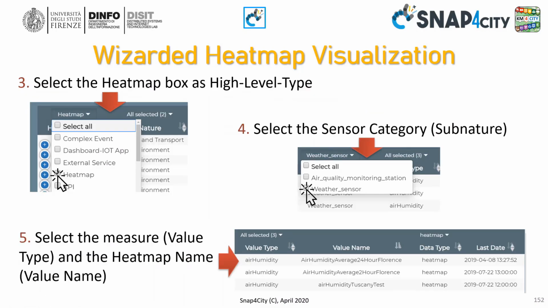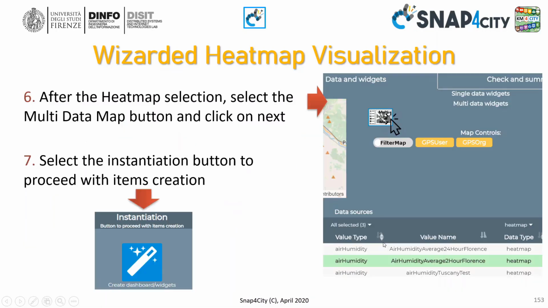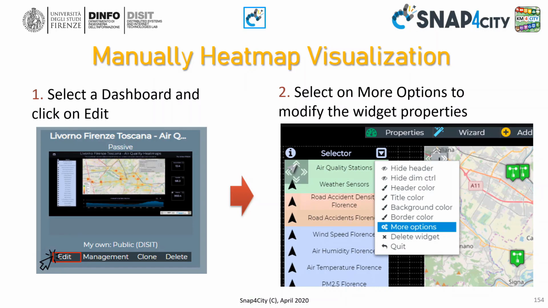After that, you have to select the heatmap option here as the high level type. Then you select a sensor category, so a sub-nature of your sensor. You have to select the measure, so the value type, and then the heatmap name, so the value name here. After that, you select the multi-data map button and then click on the next button. Then you select the instantiation button to proceed with item creation. So we have created our dashboard.